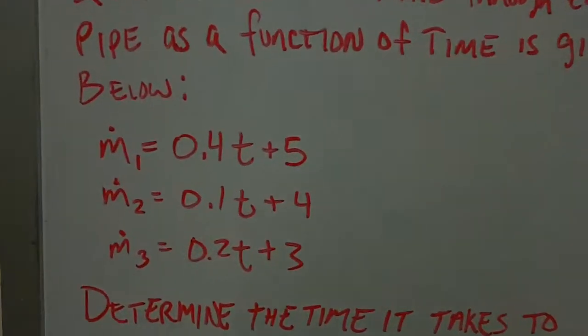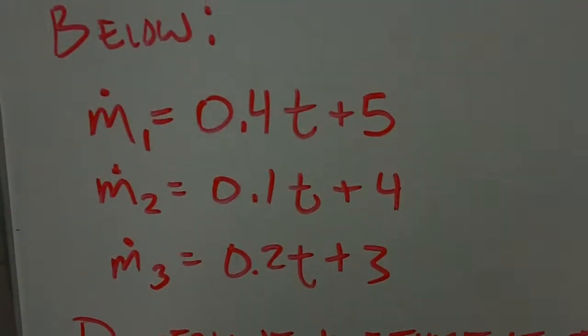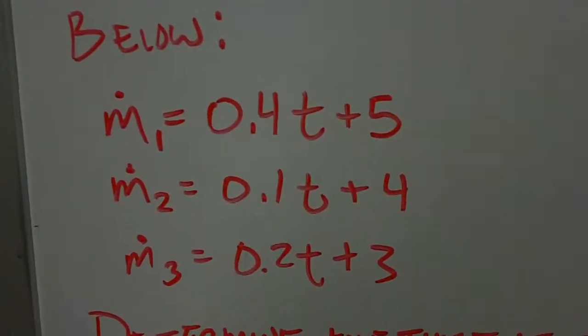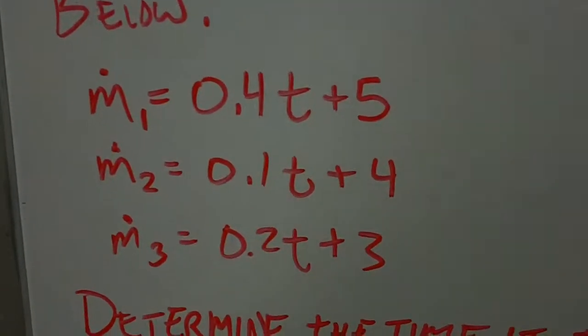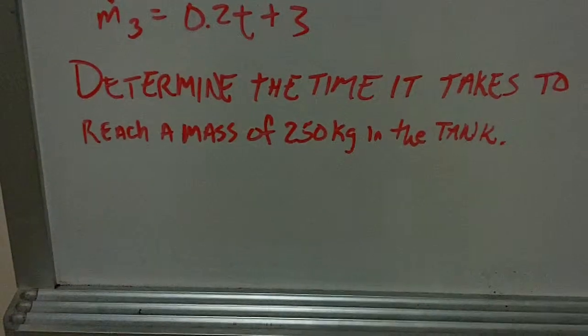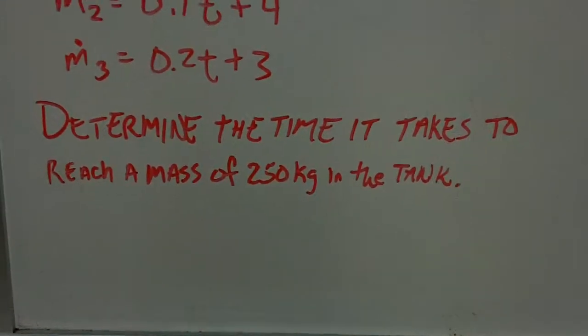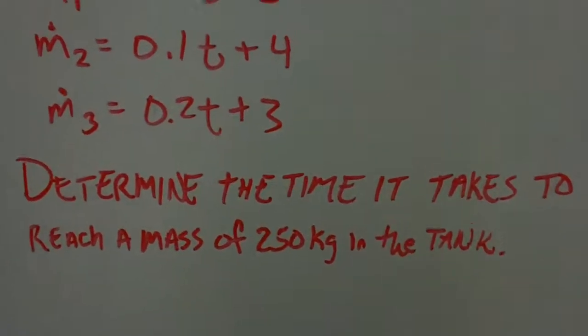The mass flow rate of 1 is equal to 0.4t plus 5. The mass flow rate of 2 is equal to 0.1t plus 4. And the mass flow rate of 3 is equal to 0.2t plus 3. Those are the three functions of our inlets and exits. The question states as follows: determine the time it takes to reach a mass of 250 kilograms in the tank.